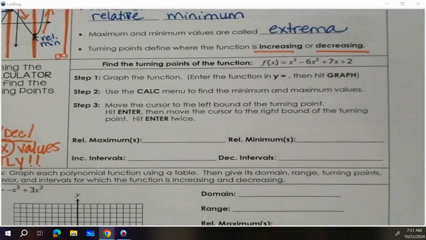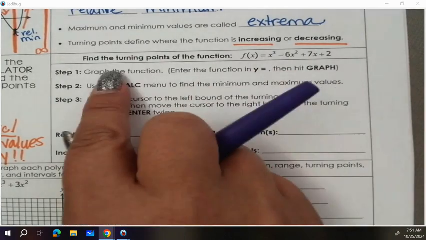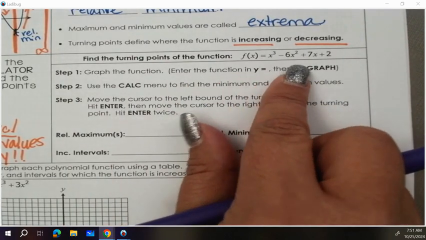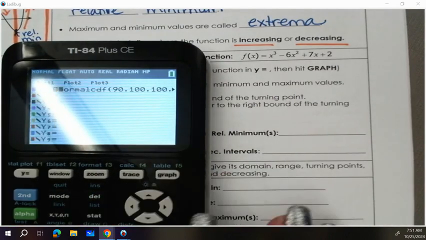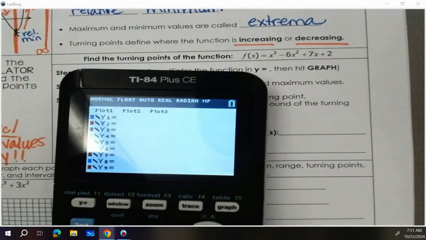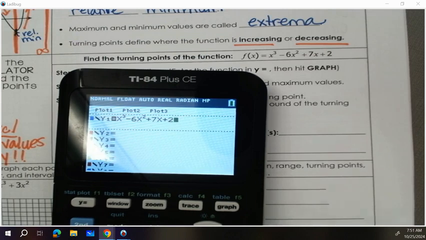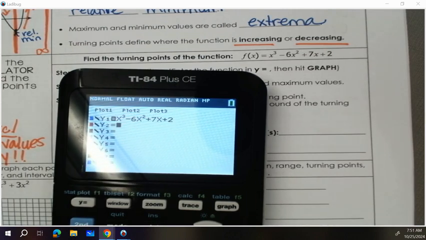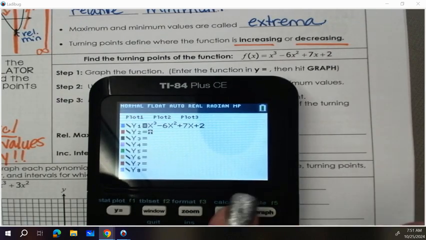Okay, so graph this function with me in your calculators. It says find the turning points of the function f of x equals x cubed minus 6x squared plus 7x plus 2. So let's go to our y equals and type in x to the third minus 6x squared plus 7x plus 2. Here's our graph.